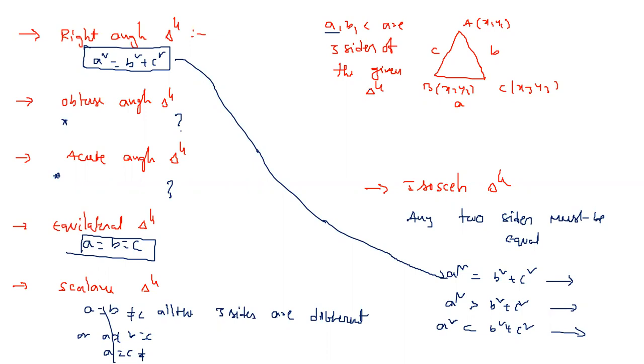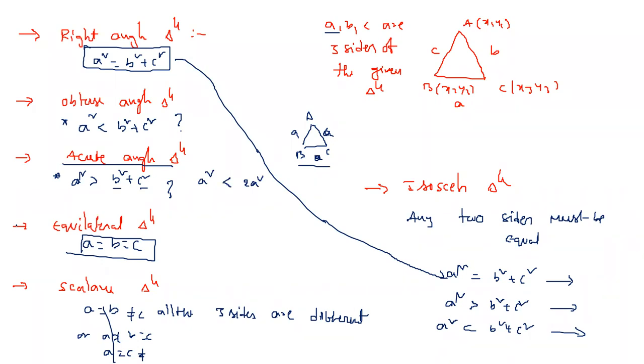Sir, condition: A square should be less than B square plus C square. Acute angle triangle: A square should be greater than B square plus C square. Simple. An equilateral triangle is an acute angle triangle, A, B, C and A. It's an acute angle only, no? Equilateral triangle, so I can take A square to A square. So A square is less than, no, here. Then how is it an acute angle triangle?